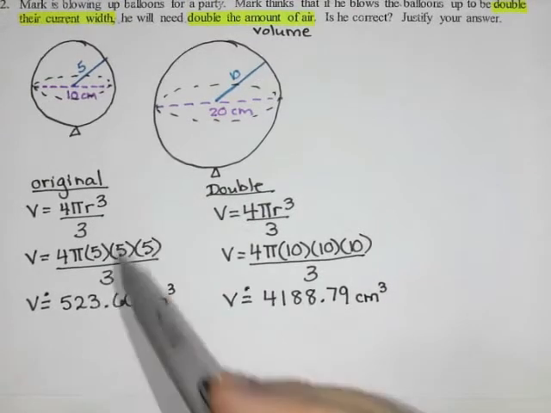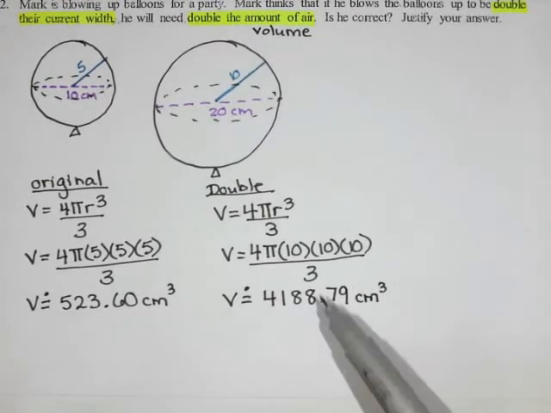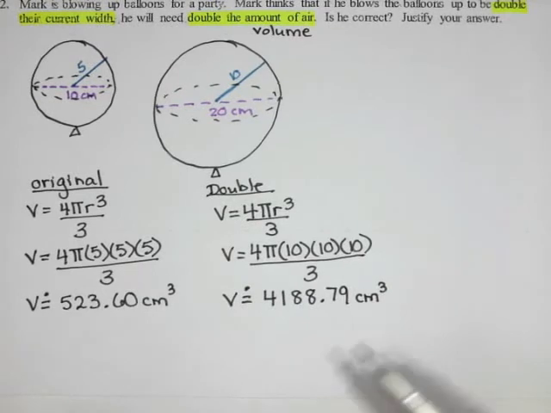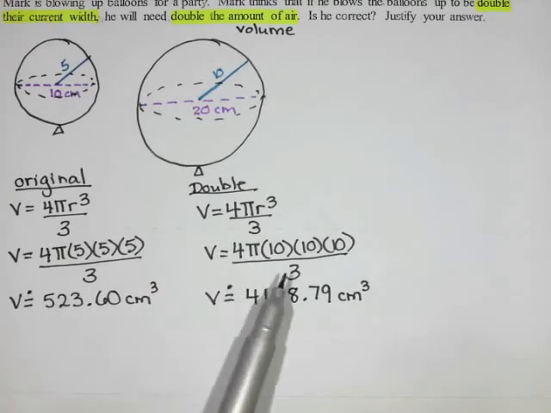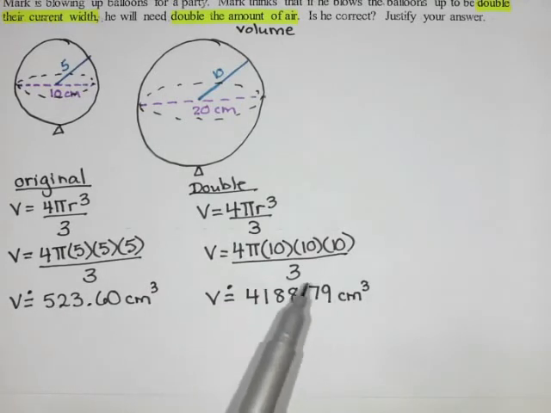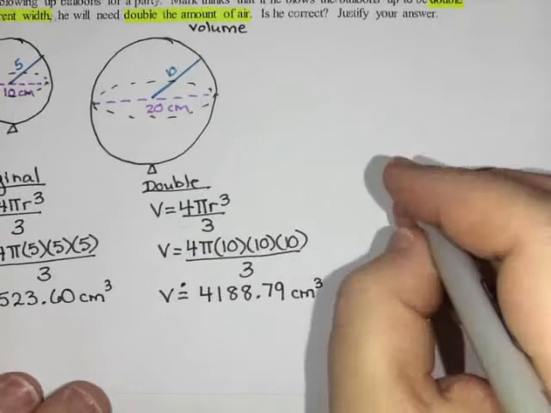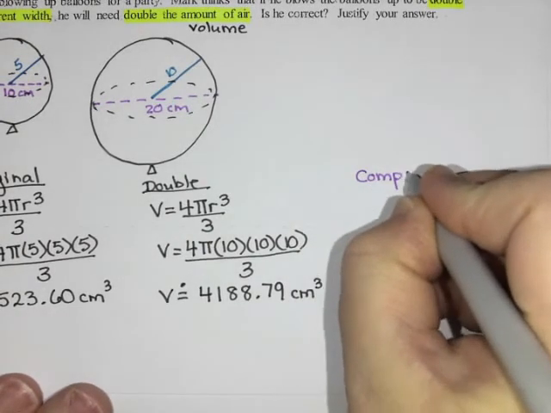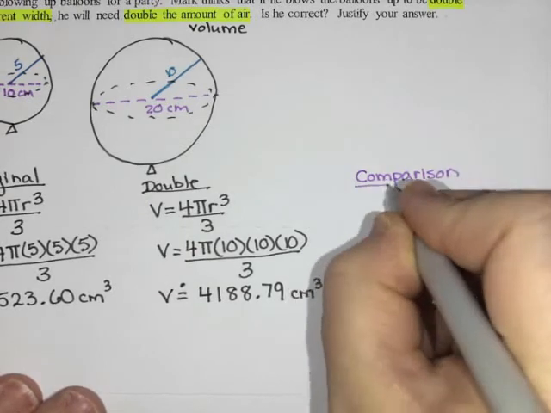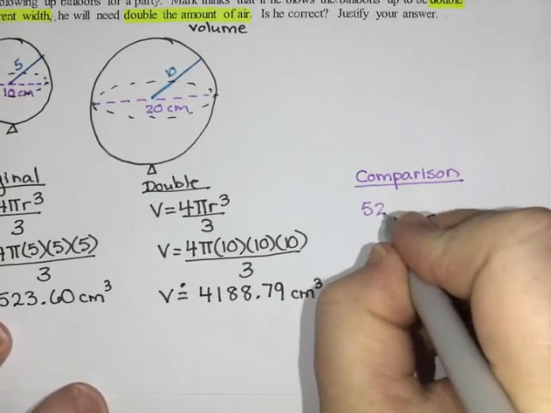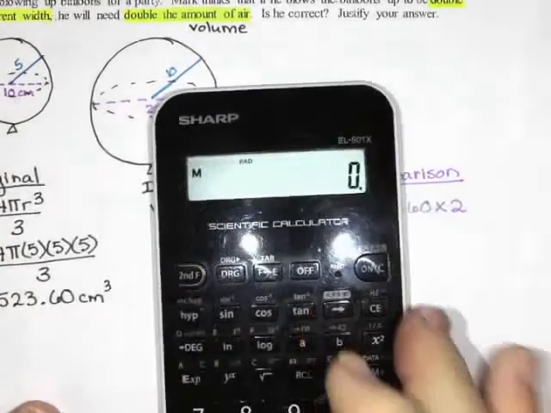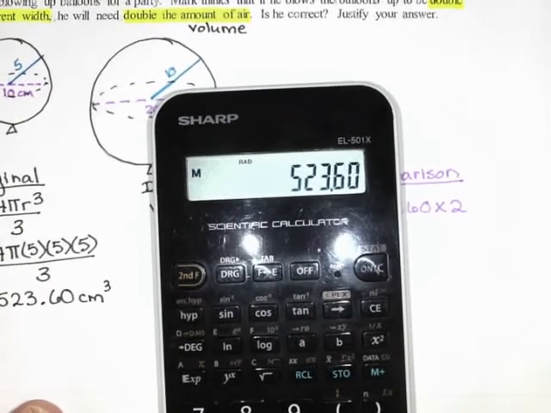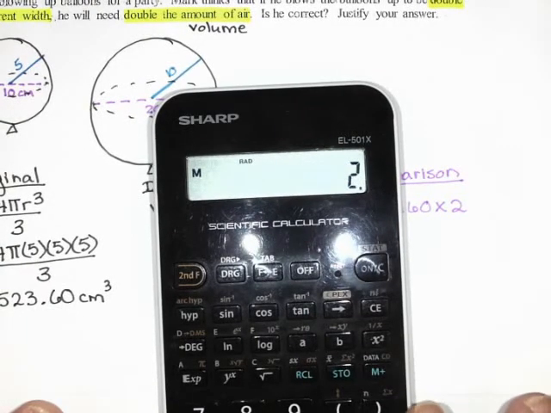So I calculated the volume for the original balloon. I calculated the volume for the one that had double the width, and now I need to compare. I have a choice. I could multiply this by 2, I could divide this one by 2, or I could divide this number by that number. So I am going to have a separate little area here where I do a comparison. If I take 523.60 and multiply that by 2, oops, I divided by 2 instead of multiplying by 2.